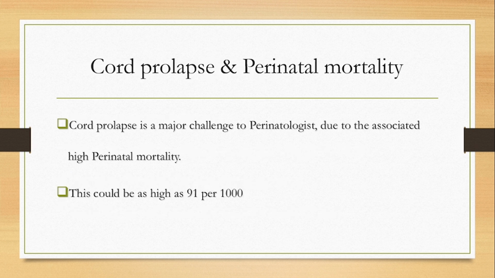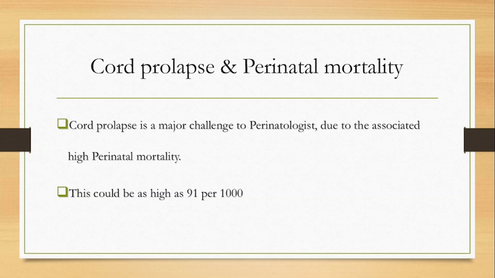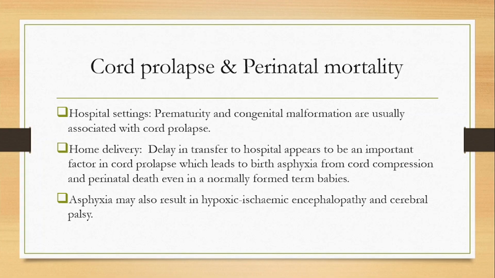Now, cord prolapse and perinatal mortality. This is where you must understand what we are dealing with. Cord prolapse is a major challenge to a perinatologist due to its associated high perinatal mortality, which has been regarded to be as high as 91 per 1,000. Also, in the hospital setting, prematurity and congenital malformation are usually associated with cord prolapse, especially when a patient falls into labor before term.